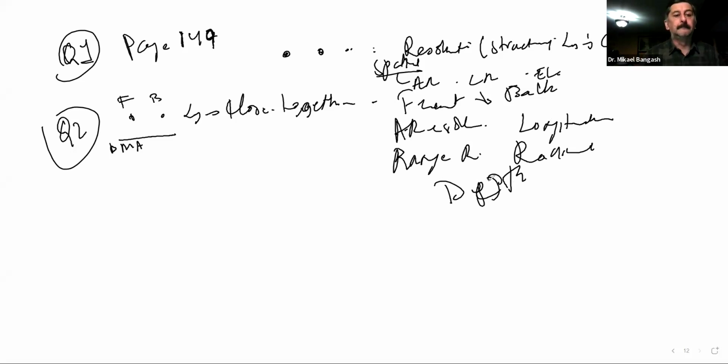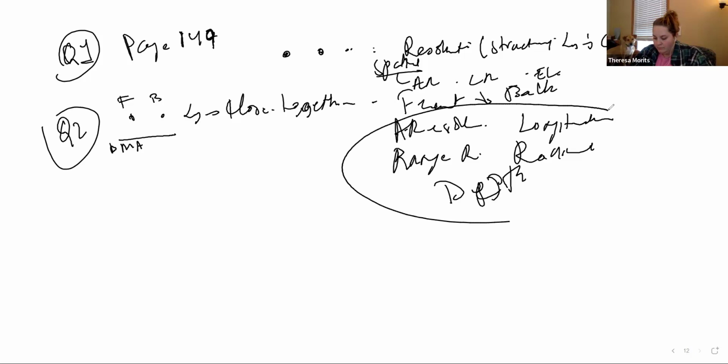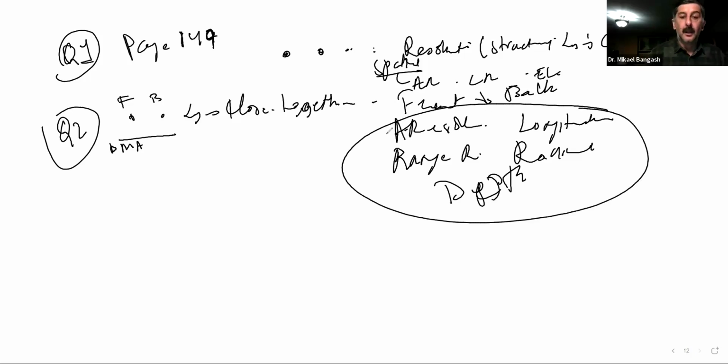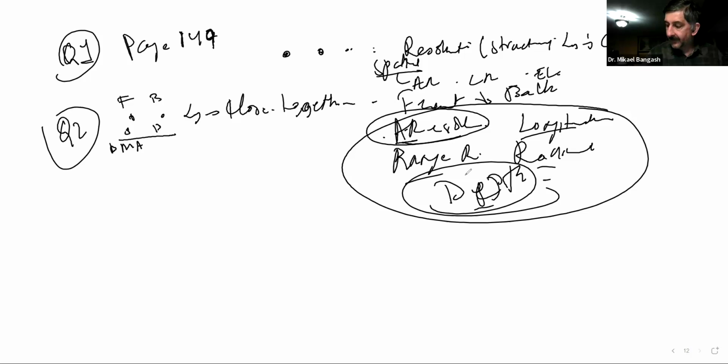Did you guys get that? Yeah. So all these four here are just nicknames; otherwise we just refer to it as axial resolution. We can say front to back or shallow and deep. And due to this, that's why we call it the depth resolution.